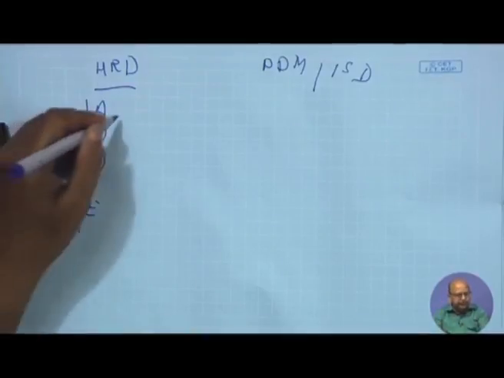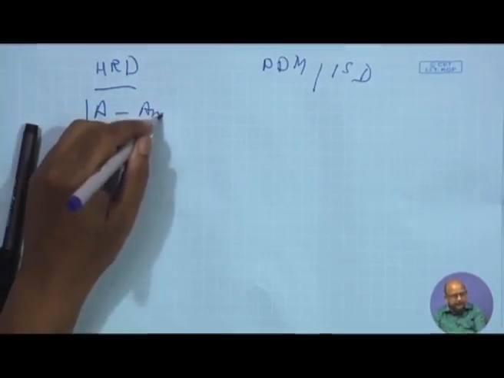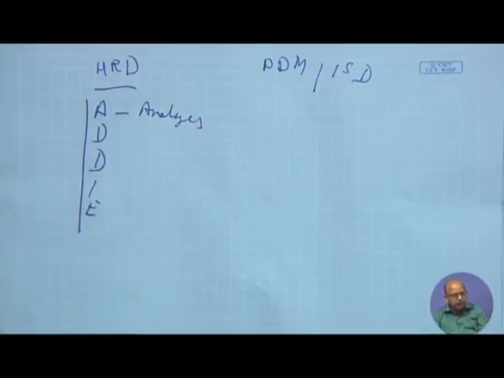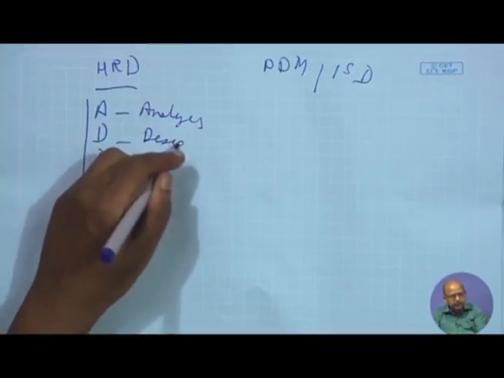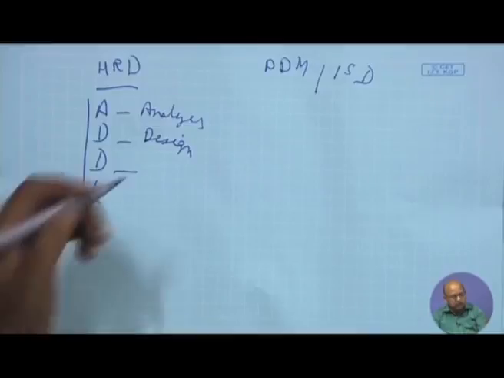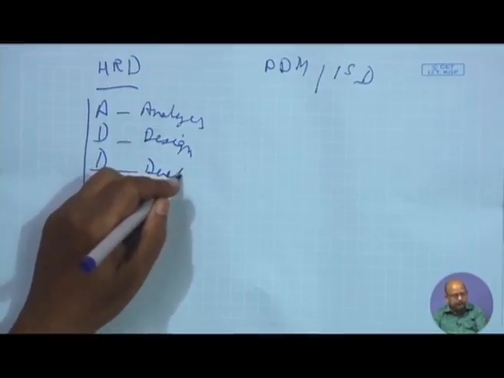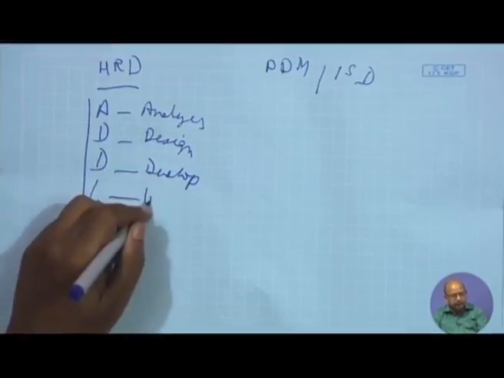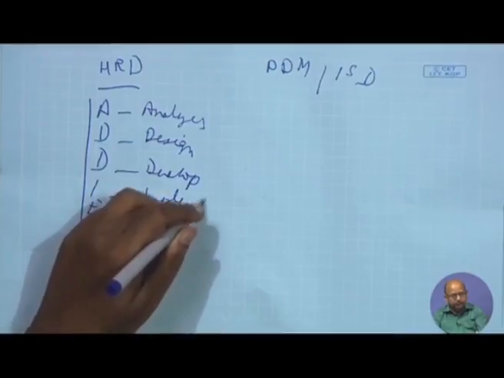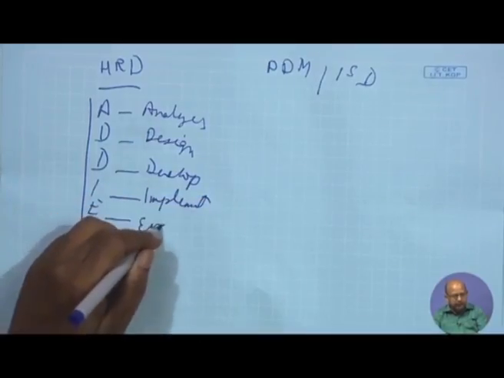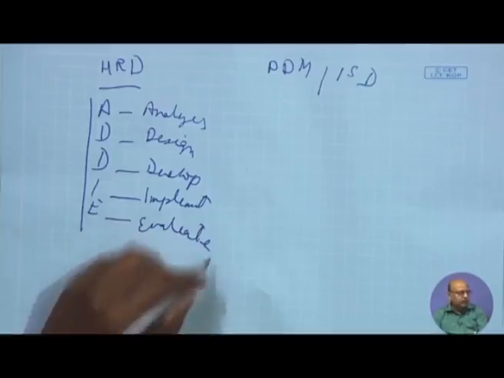Now, A means analysis, D means design, the other D means develop, E is implement, and finally E is evaluate. Okay.